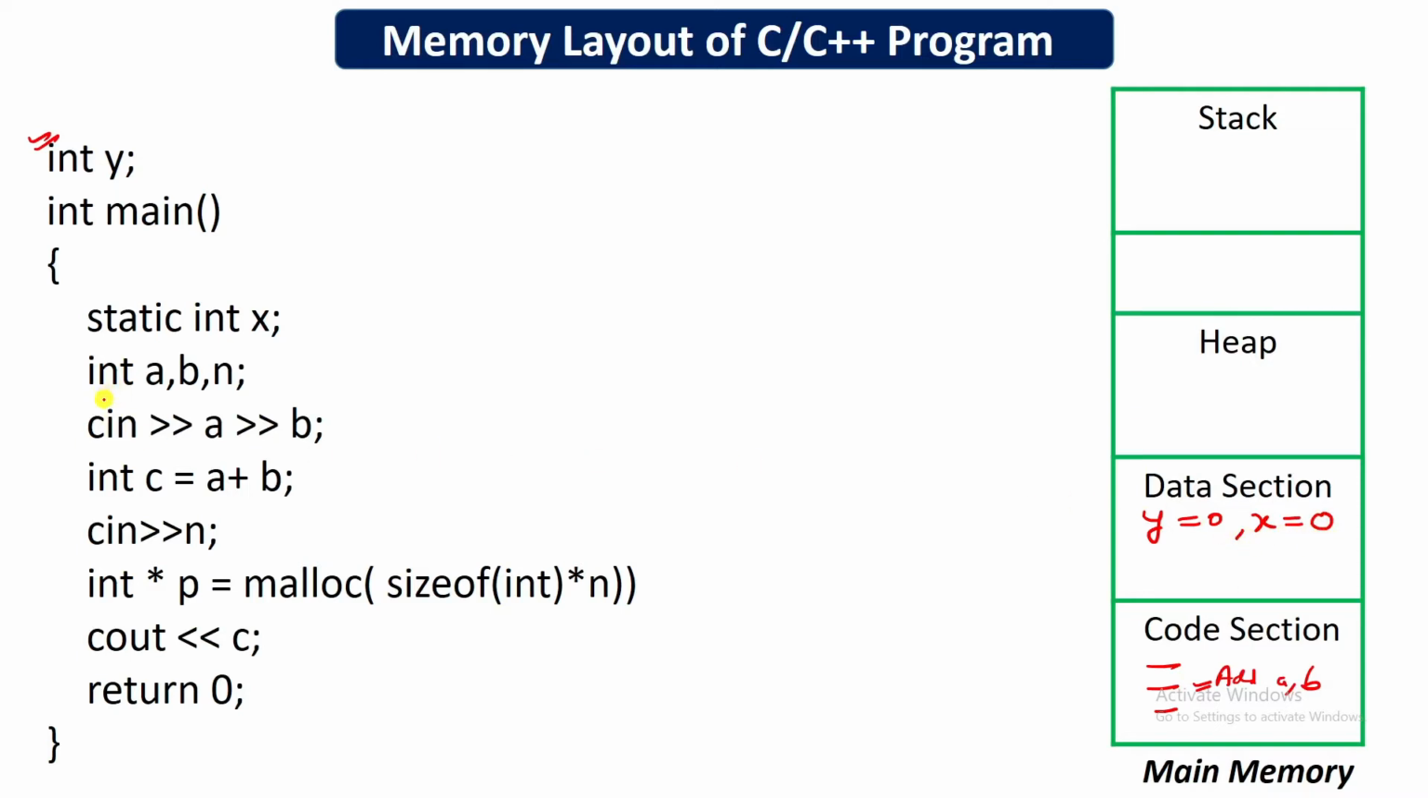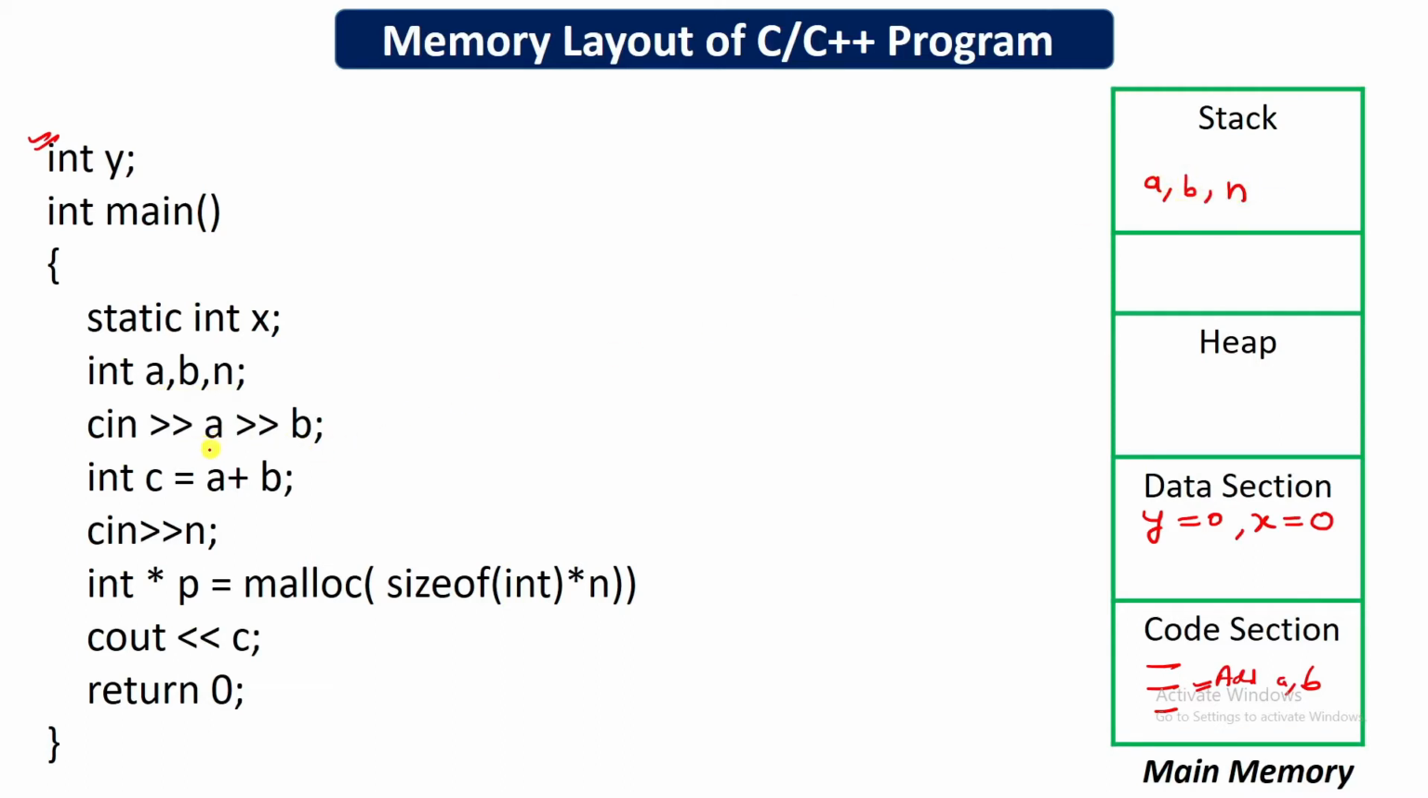Now we have the other operands like a, b, and n. These are not static variables or global variables, so they are not stored here in the data section, and they are not related to dynamic memory allocation. So they cannot be stored here either, and the space that is left is the stack. Local variables present inside the function are stored inside the stack. I will tell you again in more detail in the upcoming part of this video. So a, b, and n will be stored here.